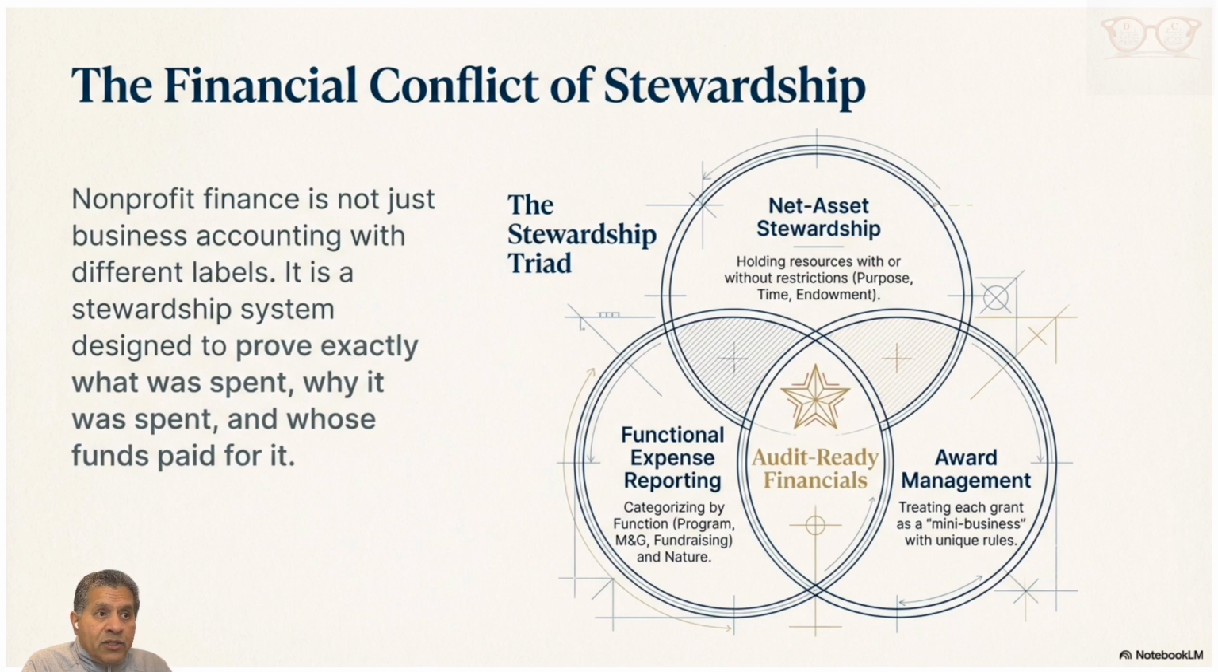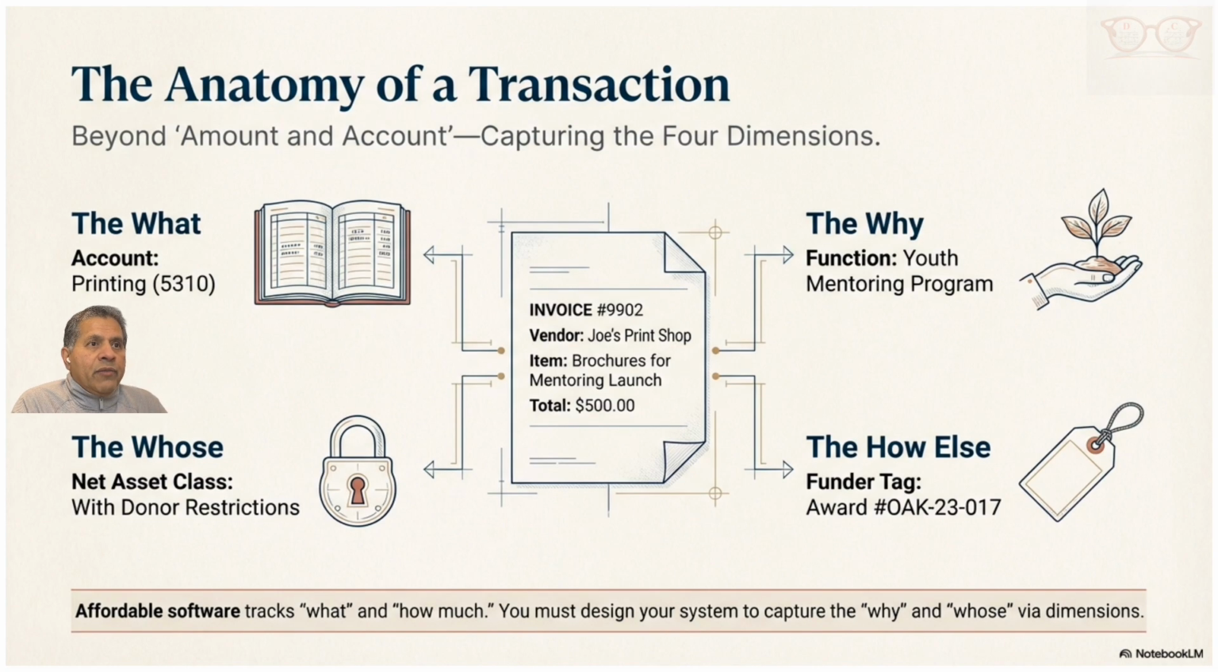Second, net asset stewardship, tracking whose money it is, restricted versus unrestricted. And third, award management, treating every grant like a mini business with its own rules. When these three circles overlap, you get audit-ready financials. To make that triad work, you have to look at a transaction differently.